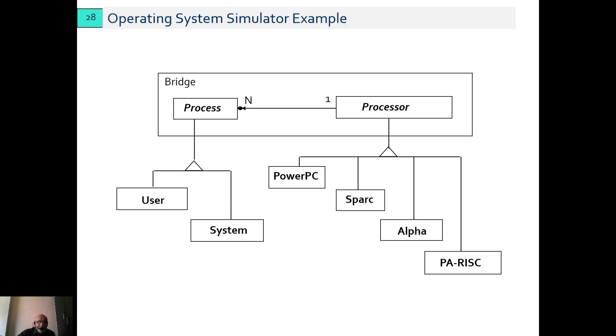And you can have process and processor. This is the most simple kind of example, that is the OS simulator example. A process can be decomposed into user level process or system level process. And for process, you can have processor as its implementation. The processor can have the categories likewise PowerPC, Sparc, Alpha, PA-RISC, and whatnot. Pentium, then the current range of Intel versions.